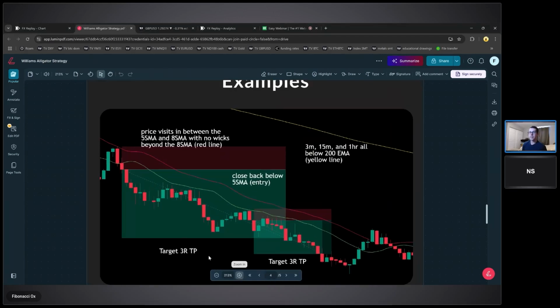And then for our entry, all we're waiting for is a closure back below the 5 SMA. I'll zoom in a little bit so you can see better. We're looking for a closure back on the underside of this 5 SMA right here, and that'll be our entry, using the recent high as a stop.